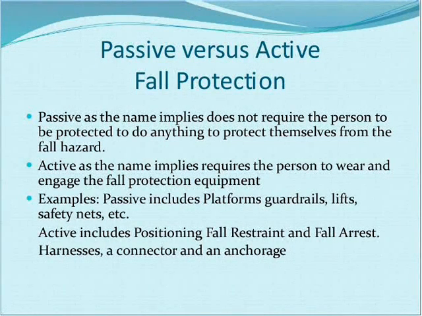Now, an active system includes positioning, fall restraint, and fall arrest. All three of those use a harness, a connector, and an anchorage. They go from positioning, where you're positioning yourself on a wall, etc., where your fall distance is very limited to 2 feet or less, to fall restraint, where you don't fall at all. And then there's fall arrest, which should be the final thing that you decide to do, because it takes a high amount of training and a lot of things have to be pre-planned.